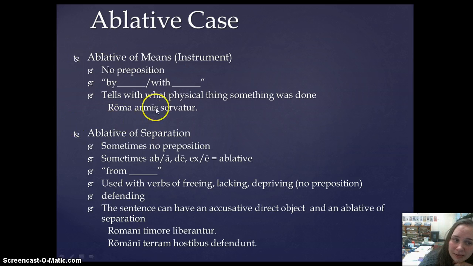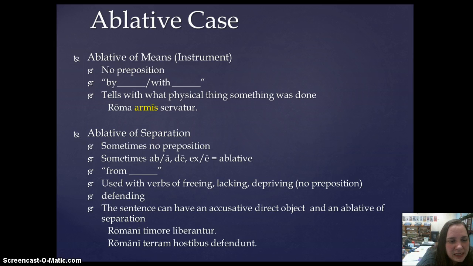So if we look at our example sentence here, Roma armis servator, okay? Our ablative noun is armis, and it's telling us physically how Rome was saved, okay? Roma servator, Rome was saved armis, with weapons or by weapons, okay? Not by bravery or some kind of abstract quality. That's ablative of manner. Ablative of means tells us the physical objects that were used to complete the action of the verb. We have 2 more ablative uses to look at.